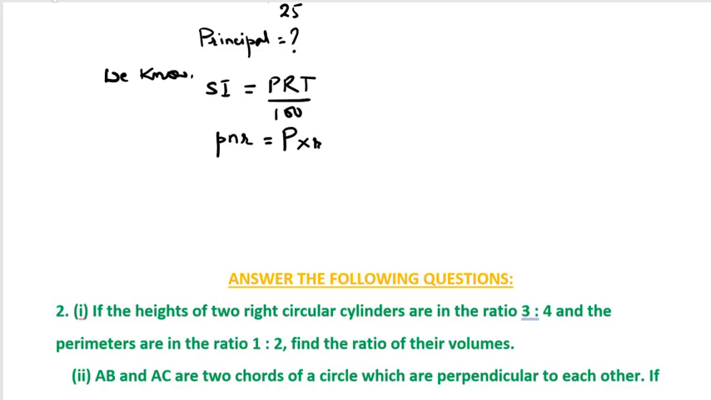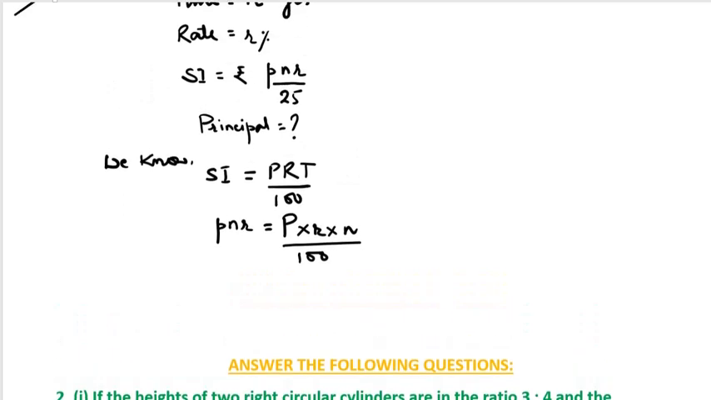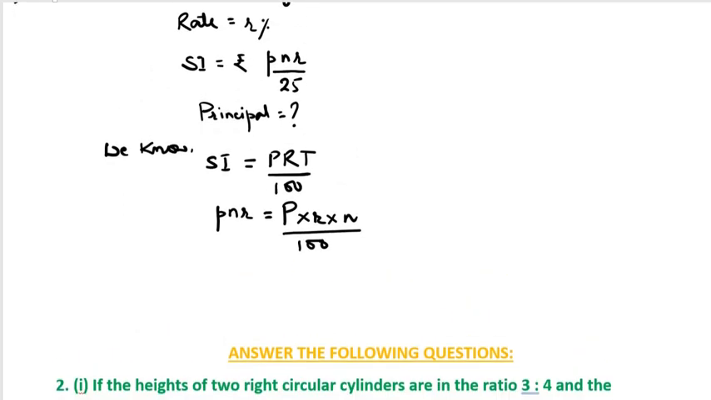And what is the rate? Rate is R and time is N, divided by 100. Is it so? What is the principal? Your SI is PNR by 25. Okay. Then here is equal to, 1 by 1 by. So we will cross multiply.